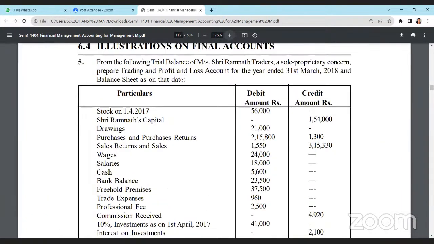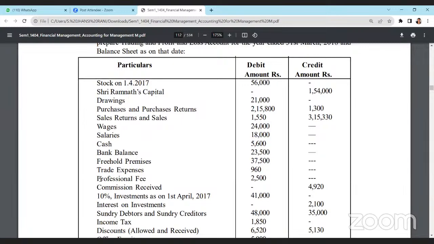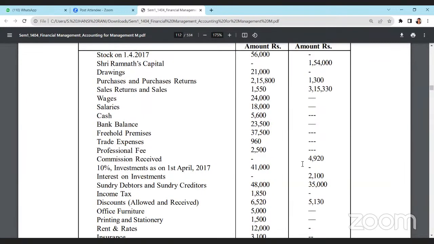Okay. So next we have wages. Wages is a direct expenditure, trading account debit side. Salaries, it's an indirect expenditure taken on profit and loss account debit side. Cash, it's an asset taken on the balance sheet asset side. If they are following the liquidity format, then it comes under current assets. Bank balance, balance sheet, asset side. Freehold premises, balance sheet, fixed assets, asset side. Trade expenses, profit and loss account, debit side. Professional fee, commission receipts and income to us. So profit and loss account, credit side.